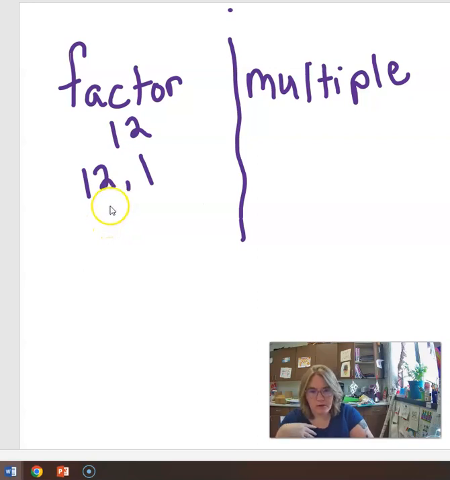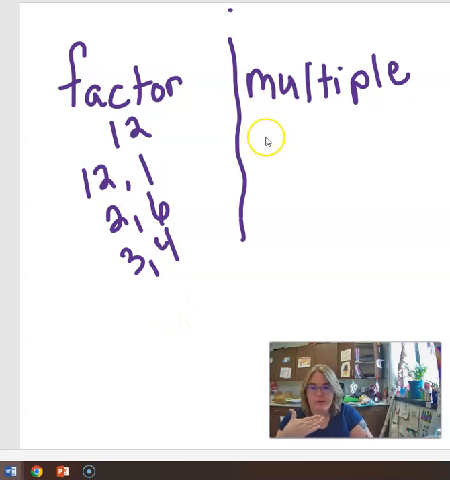Since it's an even number, I can divide it by 2, and 12 divided by 2 is 6. So this is another factor pair. Again, 12 times 1 equals 12, 2 times 6 equals 12, and 12 does have one more factor pair, which is 3 and 4.